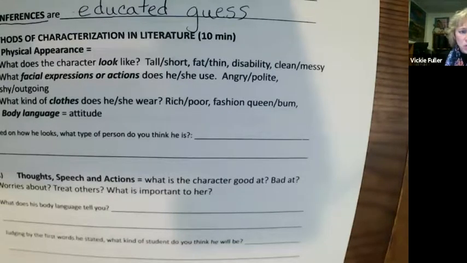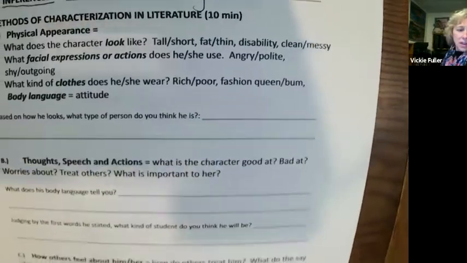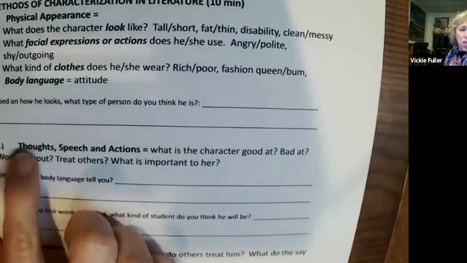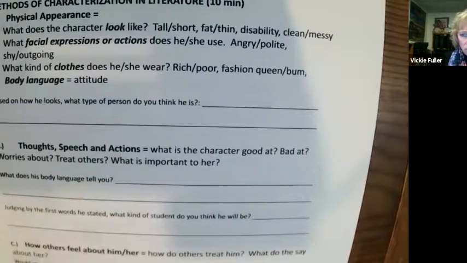Now let's move to the second point in our methods of characterization: thoughts, speech, and actions. So how does the person treat other people? What do they talk about? What's important to them? I don't want to share a lot at this point about my student. I'm going to call him Bob. That's not his real name, but I am going to show you how Bob entered my room the first day.